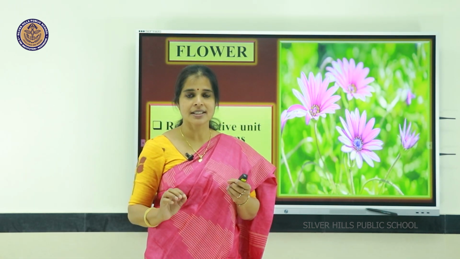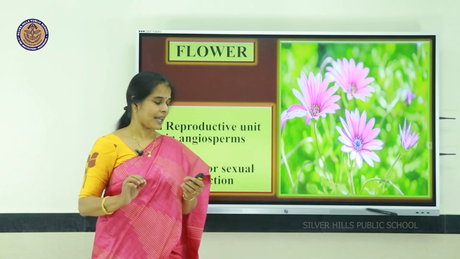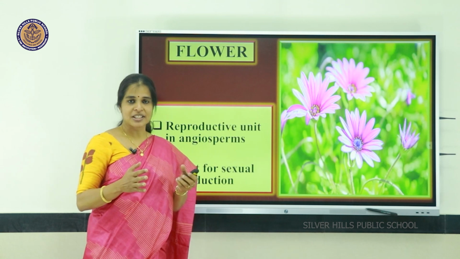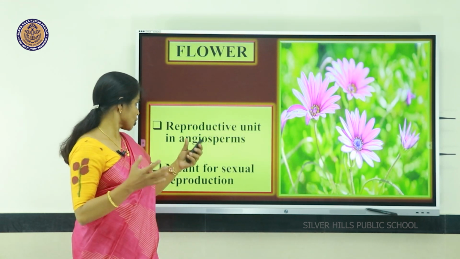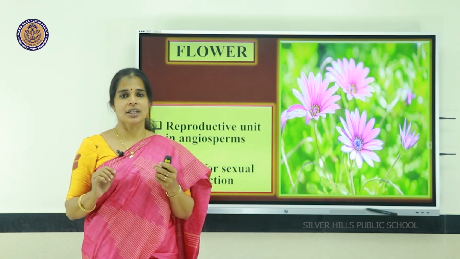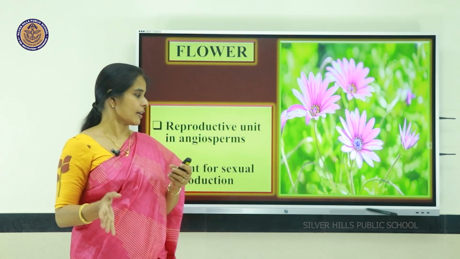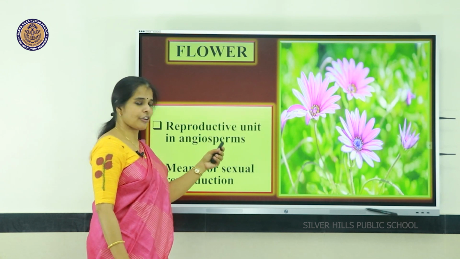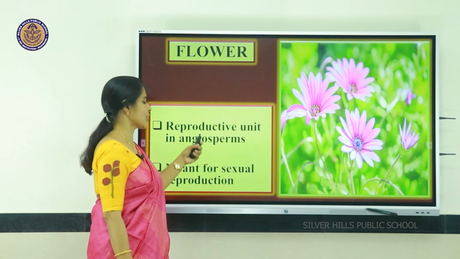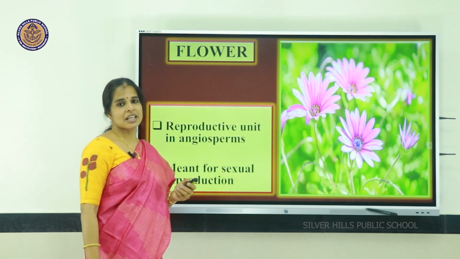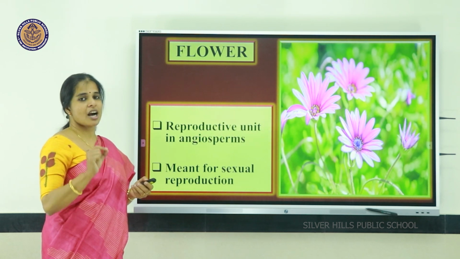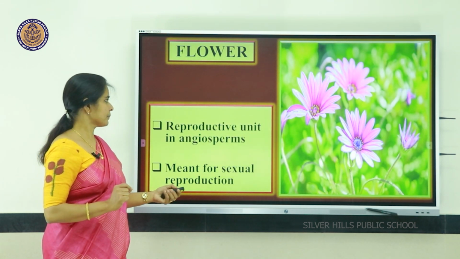So, in plants, for sexual reproduction to take place, normally the reproductive organs are present in a particular part, a reproductive unit, and this reproductive unit we call a flower. So basically, for an angiosperm, that is a flowering plant, the flower is the reproductive unit which is meant for sexual reproduction. The reproductive organs are present in the flower.